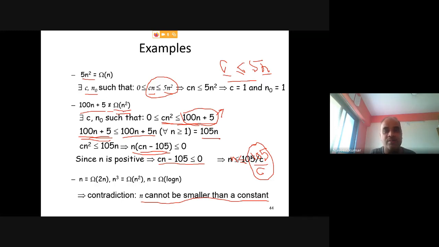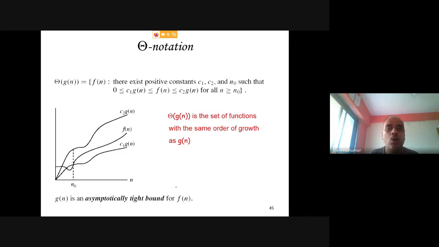We take a few more examples. For example, take this example and try to show it. This is true, this is also true, and this is also true. You can solve it offline, and if you are not able to solve it, we will discuss it later. Try to prove that these are correct. Okay.